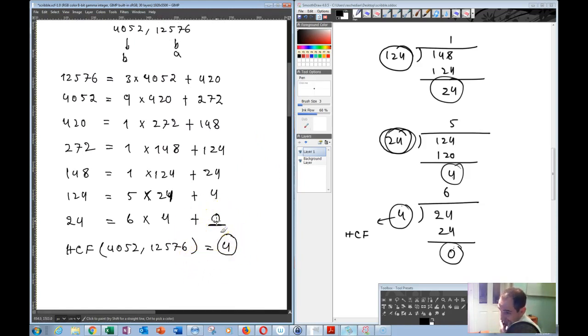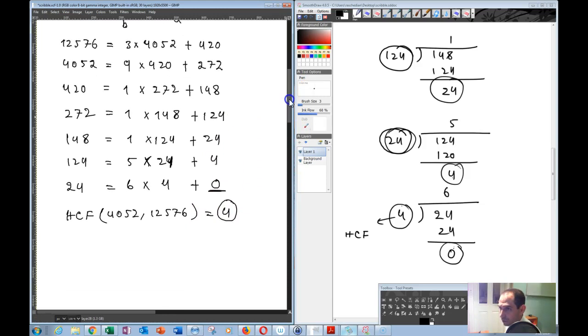Okay, so that's actually much more straightforward, and you don't have to analyze your numbers, you don't have to prime factorize, you don't have to do anything like that. You just keep doing a bunch of divisions, and then you will get to your HCF.